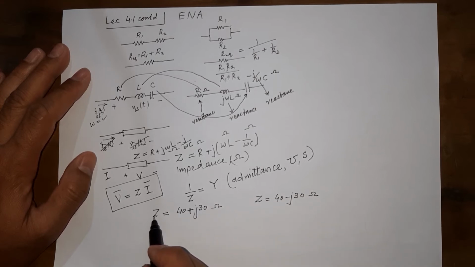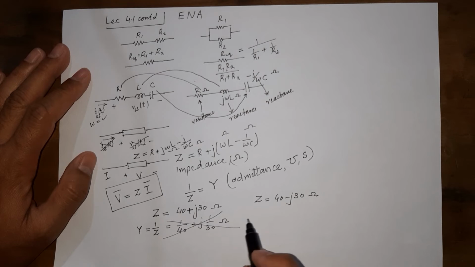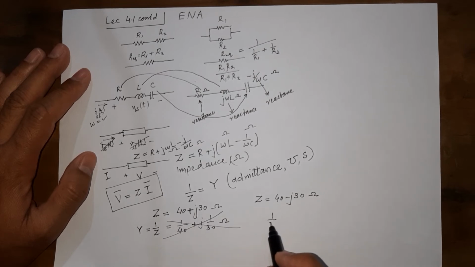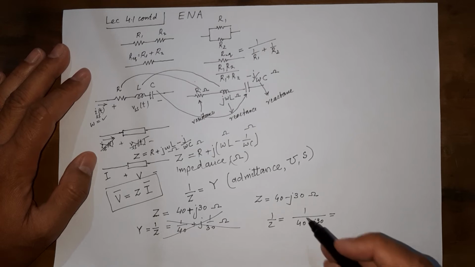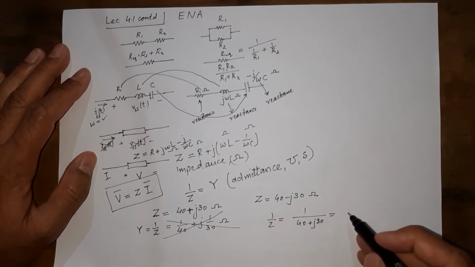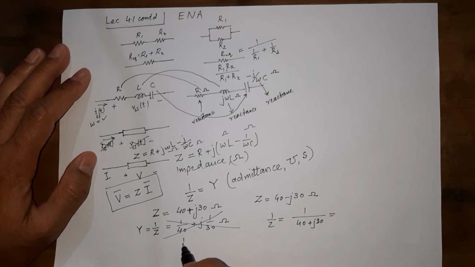So if I ask you to find the admittance of this impedance, some people quickly think that the admittance would be 1 over Z, and quickly, without paying much attention, they write it like this, which is wrong. Why? Because this is Z, and 1 over Z has to be 1 over 40 plus iota 30, and this is not equal to this thing. This is not equal to taking the reciprocal of this and that.